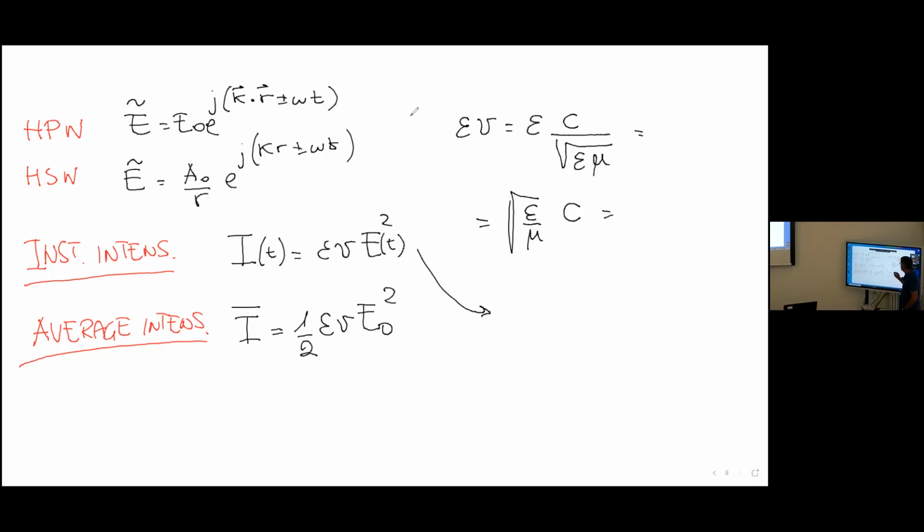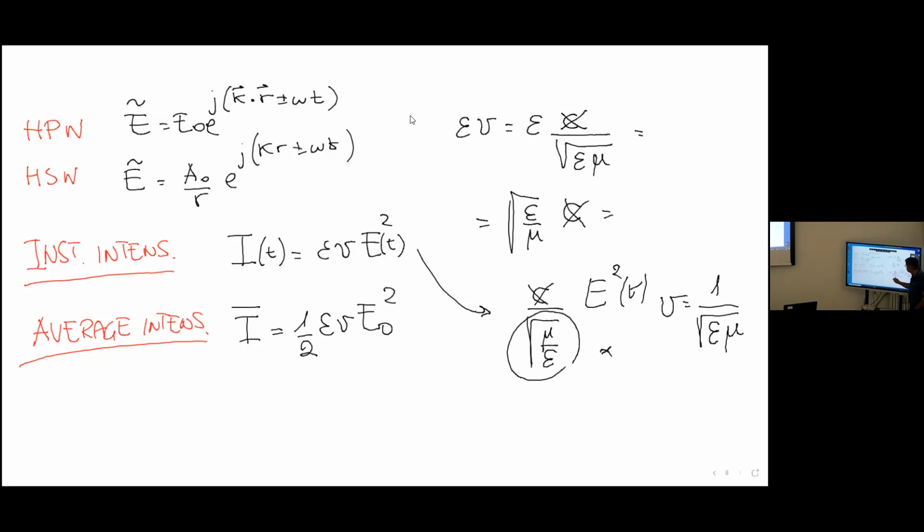Okay, that means the instantaneous intensity can be written like... I'm wrong. That's the way I was puzzled. I'm making a mistake. There is no c here. The speed of propagation is 1 over this quantity here. I'm wrong. This is not here. And this is this quantity here. So you can work out this.